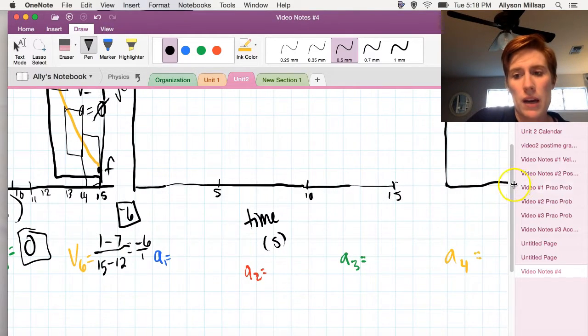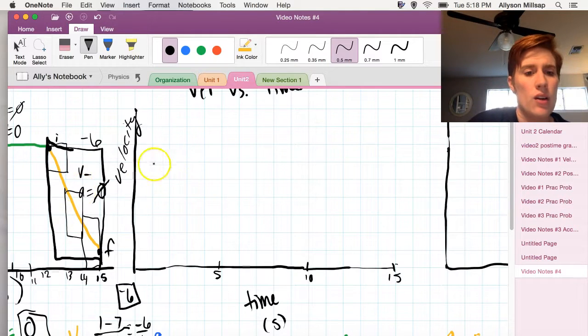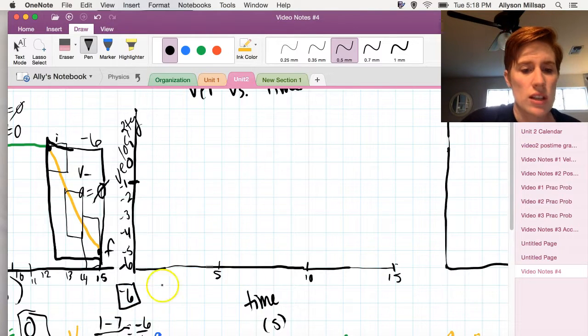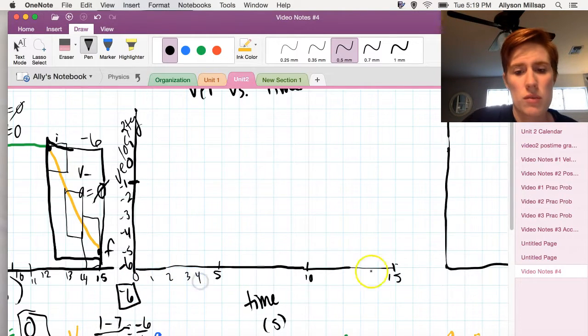So I want to make my graph here realistic to where I can fit all those numbers on it. So let's see, let's make this negative 6 down at the bottom. So this is negative 5, negative 4, negative 3, negative 2, negative 1, 0, 1, and 2. So all of them can fit. And then my time axis I didn't change. I left it the same. It starts at 0, 1, 2, 3, 4, and it moves on like that.